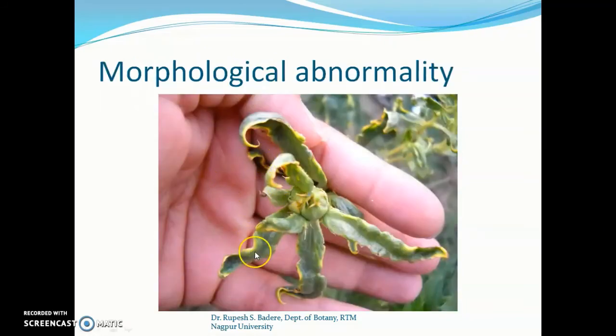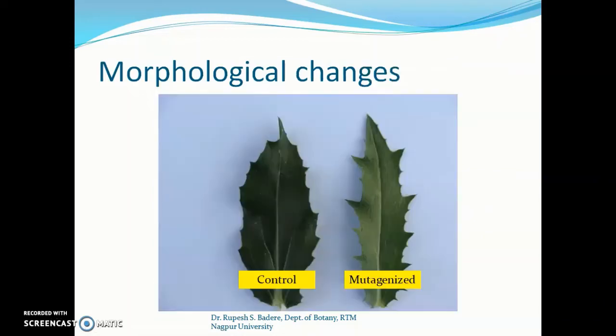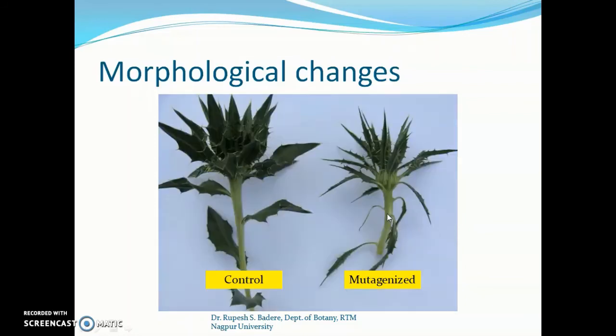This is the morphological abnormality. The leaves are malformed. The inflorescence is also malformed. This is also one sort of morphological abnormality, a malformed inflorescence. Then you can also find the morphological changes. Here you can see the shape of leaf is changed. The size of head has also changed.